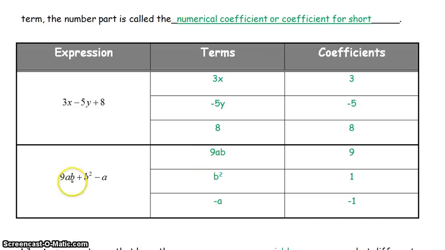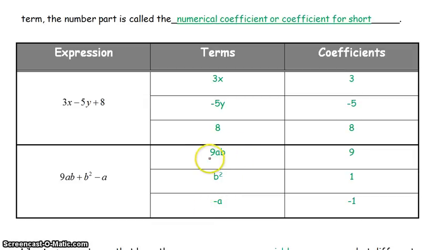Now we come down here to the second expression. We have a plus sign, we have a minus sign. So that means we have 3 terms here. Our terms are 9ab. Then we have our plus sign. Our next term is b squared. And our last term, because it's minus a, would be negative a.